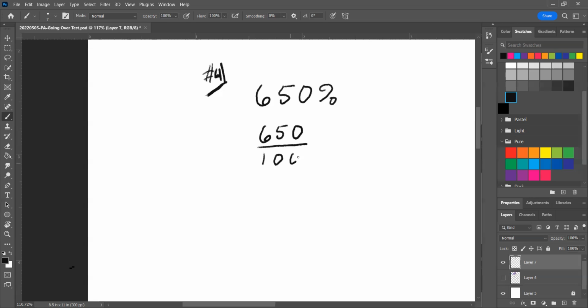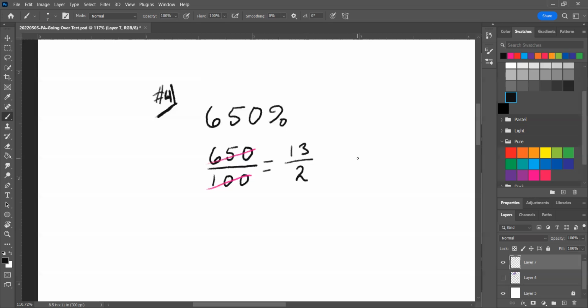Sure, we could reduce it by 50. Sounds great. What's 650 divided by 50? 13. And 100 divided by 50? 2. Now what? We turn it into a mixed number by doing 2 divided into 13, which is 6 and 1/2. All correct.